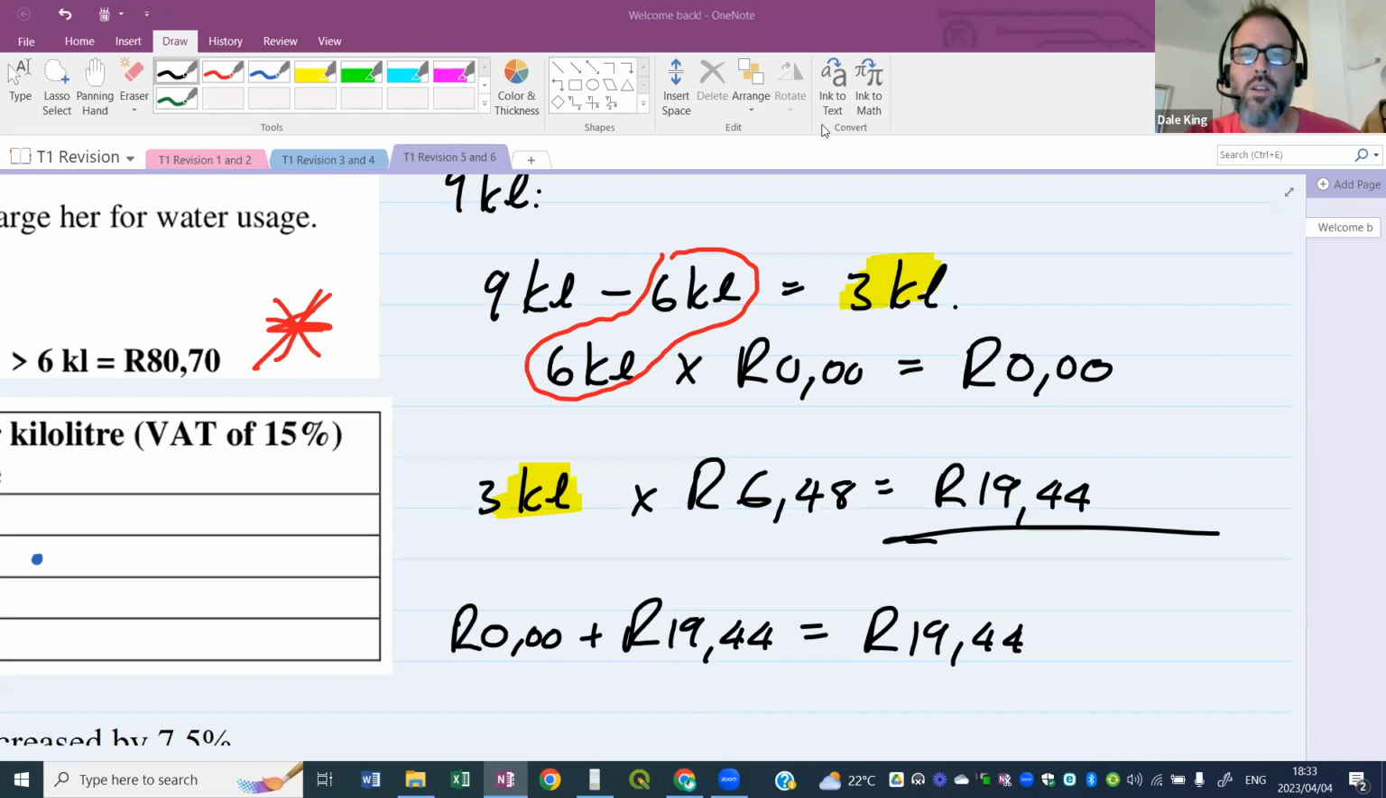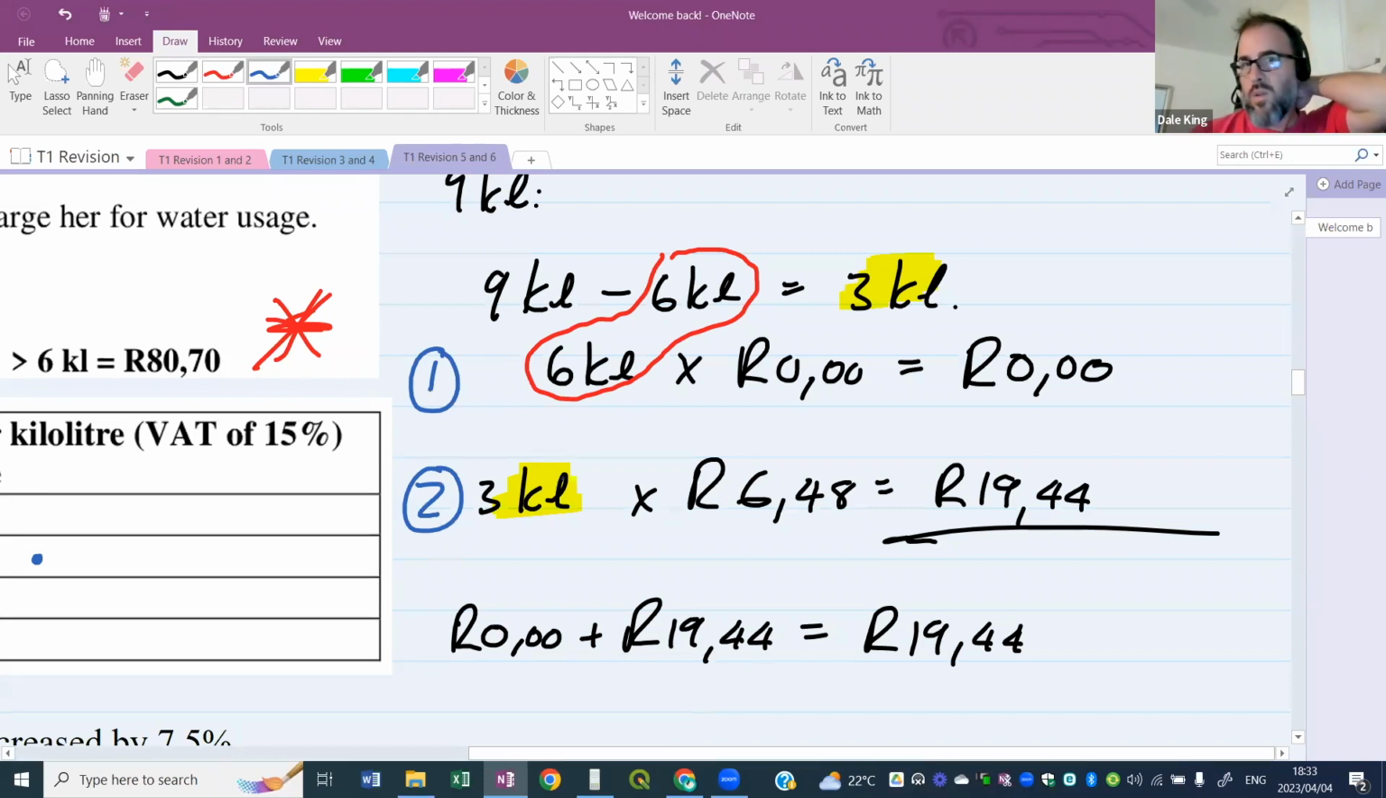I've done that, Sonia. So I've got the 6. All right, there's the 6. I'll write that little number here. This is the first step we took care of, the 6 kiloliters. Here's the second step, the 3 kiloliters. Together, the 6 and the 3 must make 9. So we've calculated for all our water. And I've got a total here at the bottom. I added the 0 rands and the 19.44. So this should be it. I mean, the question says VAT is included, so I don't have to work out VAT. What else is missing? It's right in front of our eyes. What's missing, guys, on the screen?